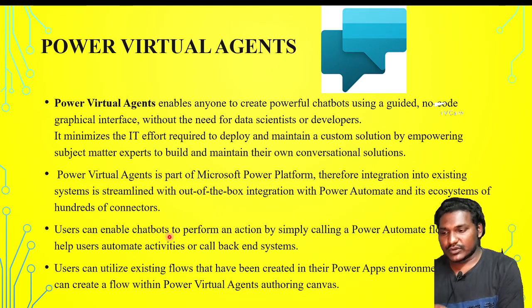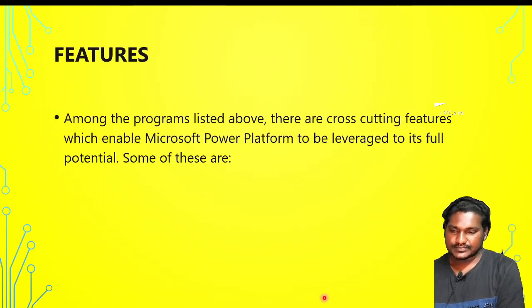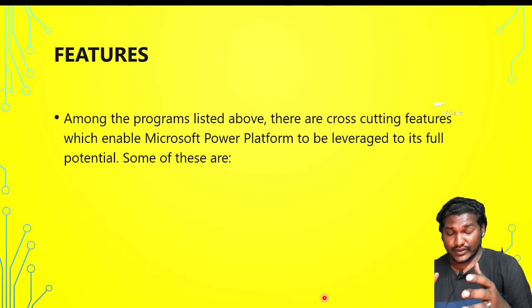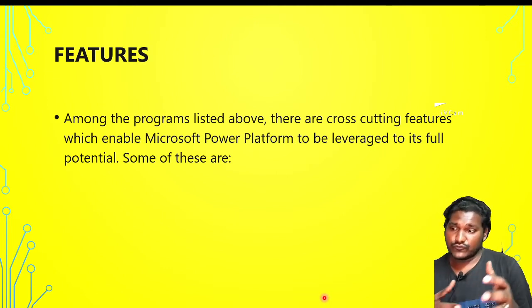Users can enable chatbots to perform an action by simply calling a Power Automate flow. Flows help users automate activities or call back-end systems. Users can utilize existing flows that have been created in the Power Apps environment, or they can create a flow within the Power Virtual Agents authoring canvas. Features: among the programs listed above, there are cross-cutting features which enable Microsoft Power Platform to be leveraged to its full potential.